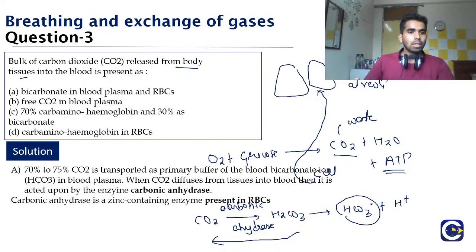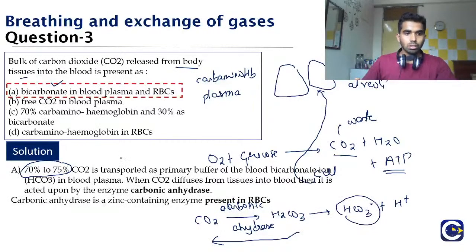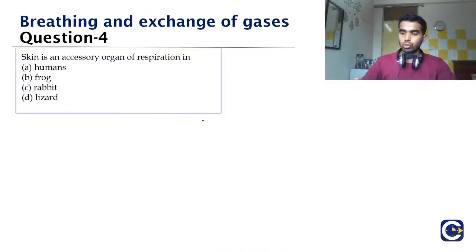Okay, so the majority of the carbon dioxide, that is 70 to 75%, is traveling in your body as bicarbonate. The other forms in which it is traveling are carbaminohemoglobin and dissolved in the plasma, but this occurs in a very minor quantity, and that is not so useful for your examination. Now coming to question number 3 and question number 4.